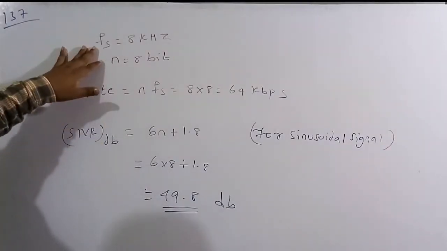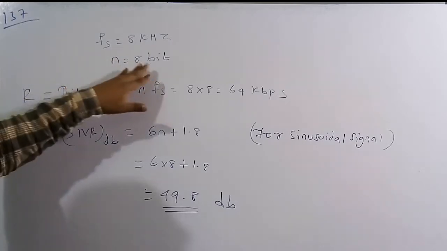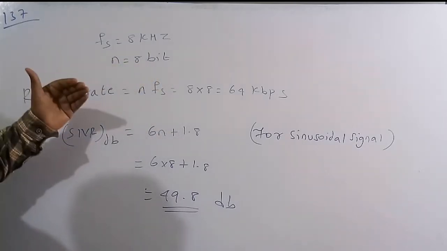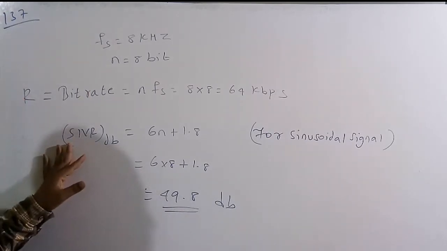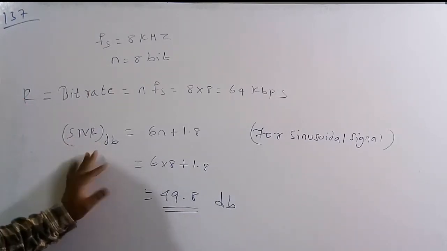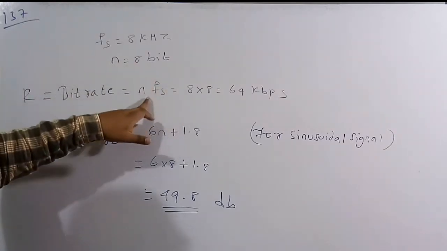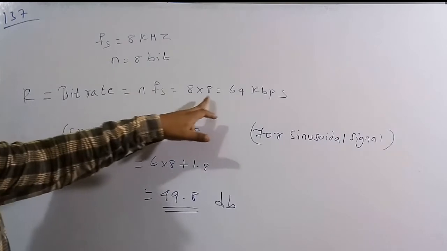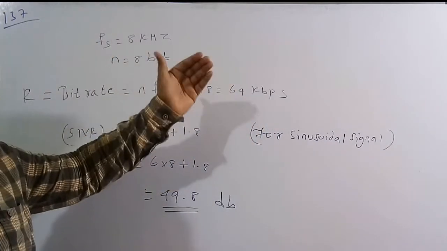So in the question they are given that the sampling frequency is 8 kilohertz and the number of bits per sample is 8 bits. So we have to find what is the bit rate, and also we have to find the signal power to quantization noise power in dB. So therefore bit rate is equal to n into fs. So the n is nothing but 8 and fs is 8. So 8 into 8 is equal to 64 kbps. Means this much amount of bits per second are being transferred.